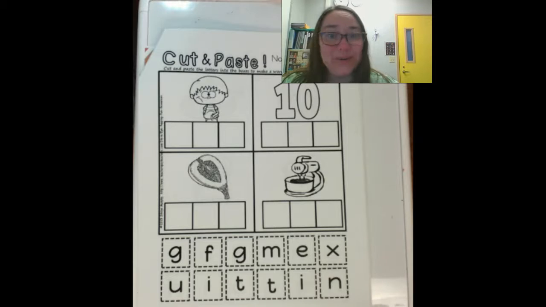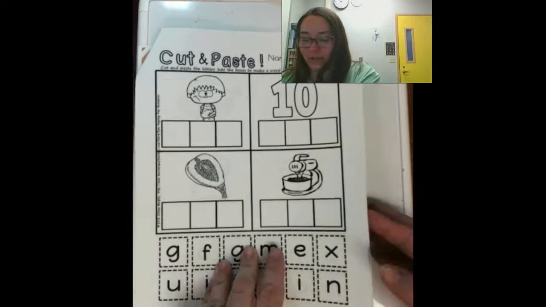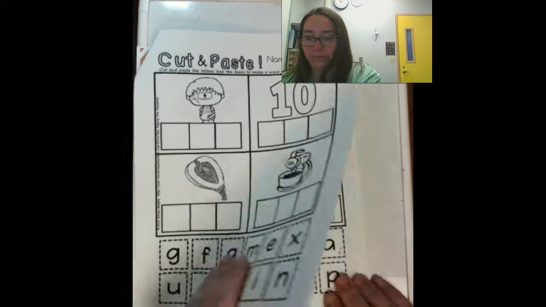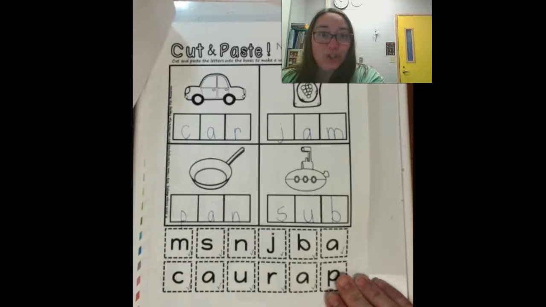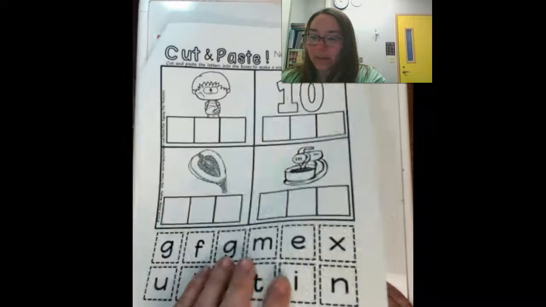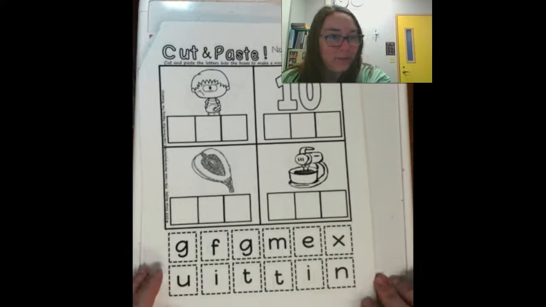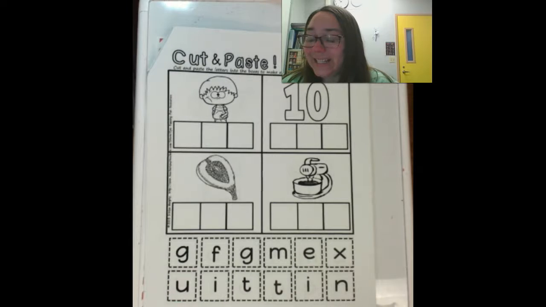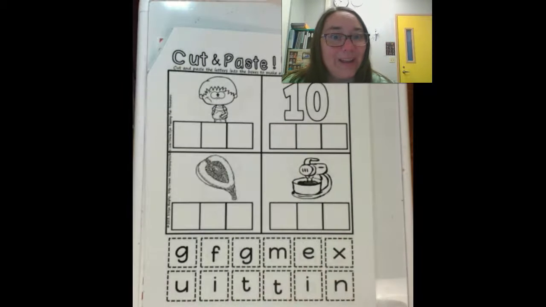Today, we're going to do one of our CVC cut and paste. So, last time, this is the page that we did. We did car, jam, pan, and sub. So, the next page, we didn't skip any this time. The next page is this one. So, if you need to pause the video, you can do that till you find this page. Okay, let's take a look at our words.